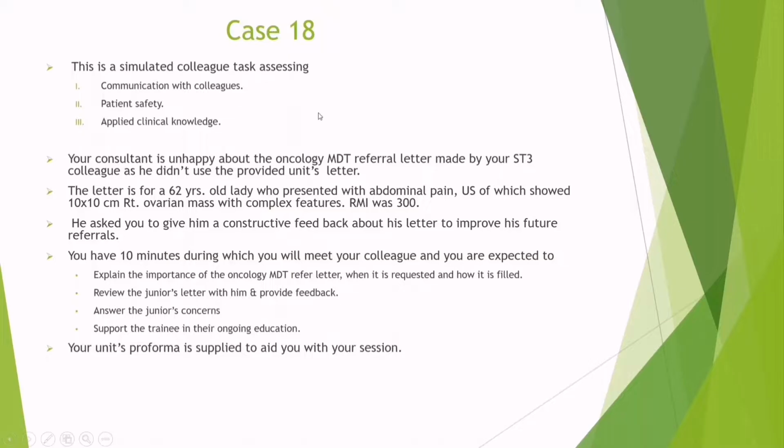This is a simulated colleague task, assessing communication with colleague, patient safety, and applying clinical knowledge. So three domains are tested in this task. Your consultant is unhappy about the oncology multidisciplinary team referral letter made by your ST3 colleague, as he didn't use the proforma of the unit. The letter is for a 62-year-old lady who presented with abdominal pain. Ultrasound shows a right ovarian mass with complex features, 10 by 10 centimeters, RMI is 300. He asks you to give constructive feedback about this letter to improve future referrals.